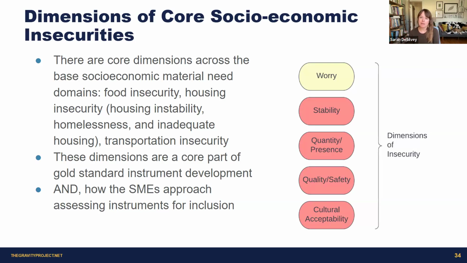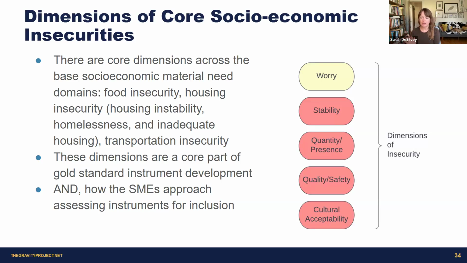Something to note that's really important when we're coming to the socioeconomic, financially driven insecurities. This is not the psychosocial concepts of perceived stress, for example, that we've addressed in the past, or social connection, but really the financially driven social insecurities. There are core dimensions across those base socioeconomic material need domains, like food insecurity, housing insecurity, including all of its subtypes, transportation insecurity, et cetera. Those core dimensions are vastly published in the literature, including in the foundational measurement of food insecurity paper from Bickel, Nord et al., or Dr. Coates on Building It Back Better, right?